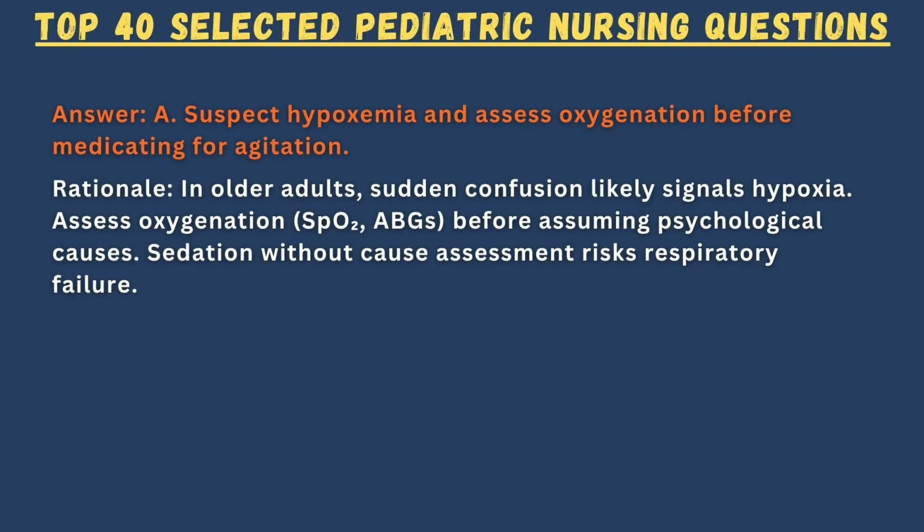Rationale. In older adults, sudden confusion likely signals hypoxia. Assess oxygenation, SpO2, ABGs before assuming psychological causes. Sedation without cause assessment risks respiratory failure.